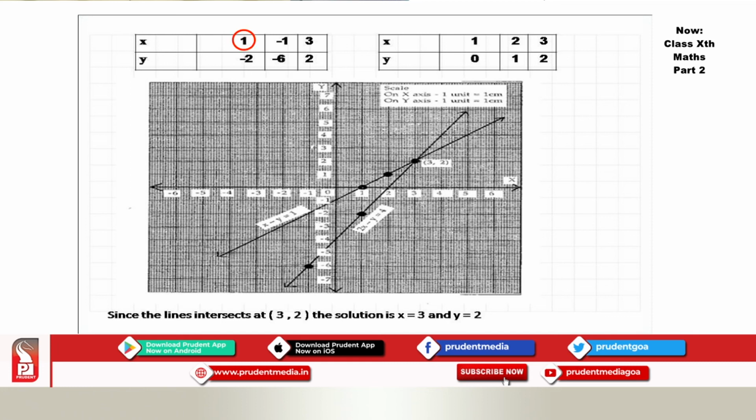X is 1 and y is minus 2. Where x is 1 is here, and y is minus 2 is down. So here it comes. So this is the point. Then second coordinate is x is minus 1 and y is minus 6. Where x minus 1 is here, and y minus 6 is down. So you have to go along with the axis down till minus 6. So here it is minus 6. Now second point is marked.